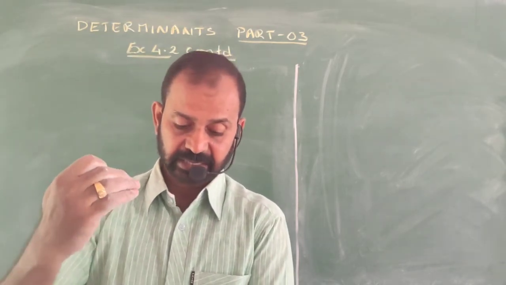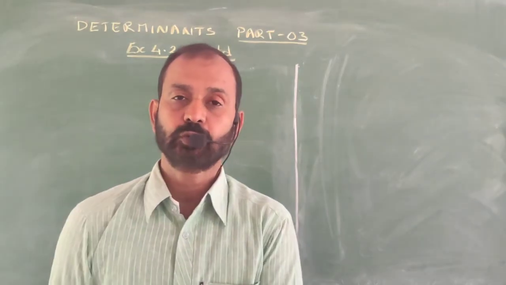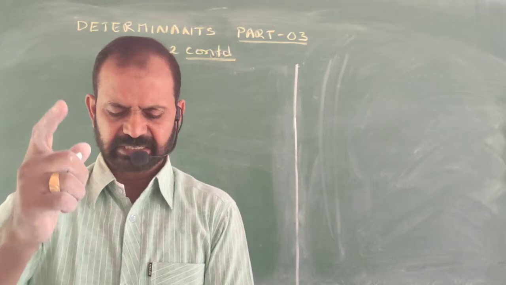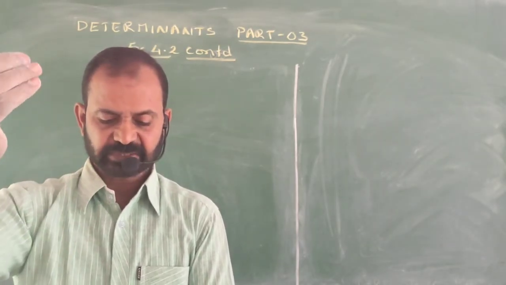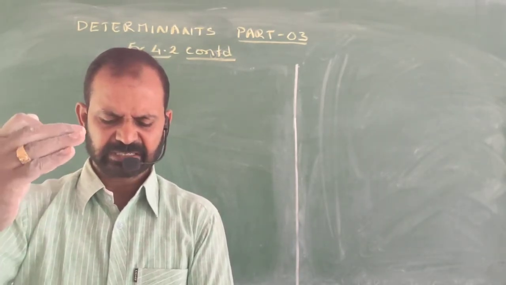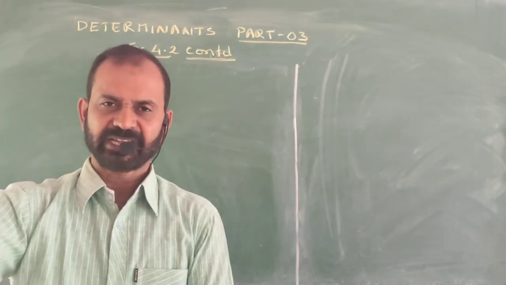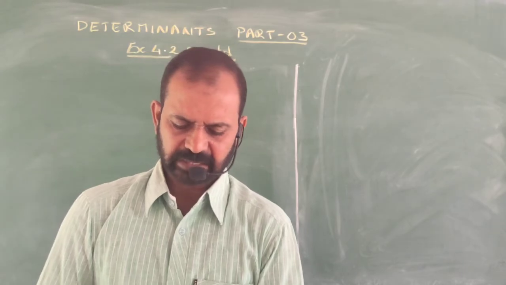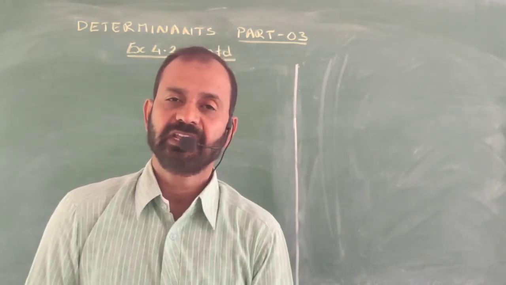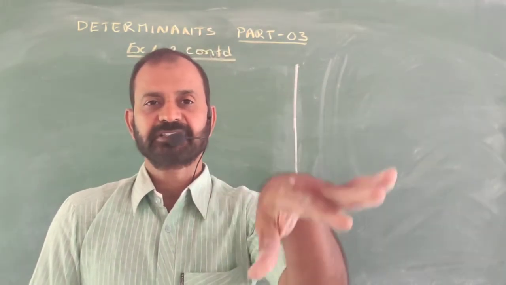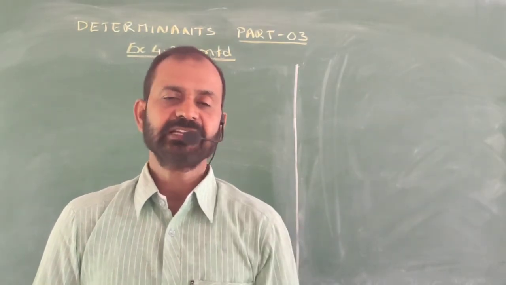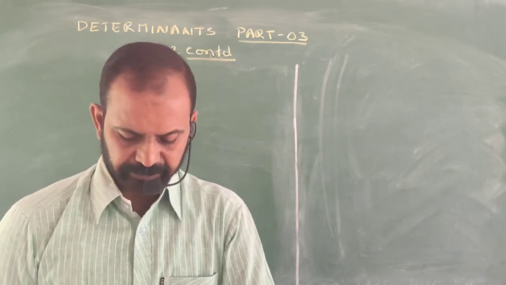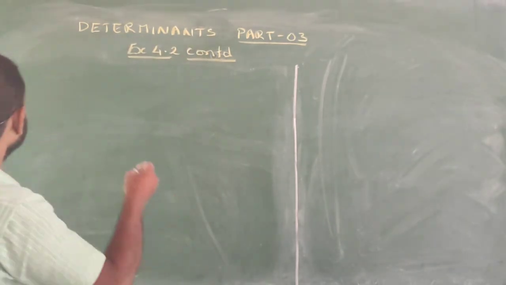R1 as R1 minus R2. When you do R1 as R1 minus R2, you will get x minus y, x square minus y square, and z into y minus x. In the same way, another operation is R2 as R2 minus R3. When you apply these two operations at a time, you can simplify and finish this problem. Next, let me come to the 10th problem.